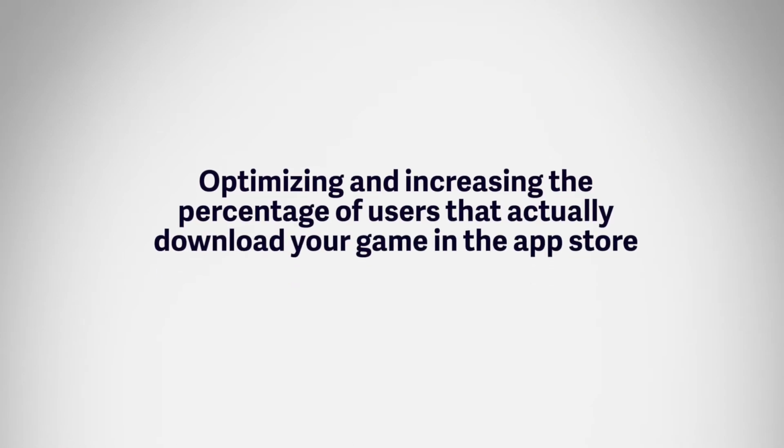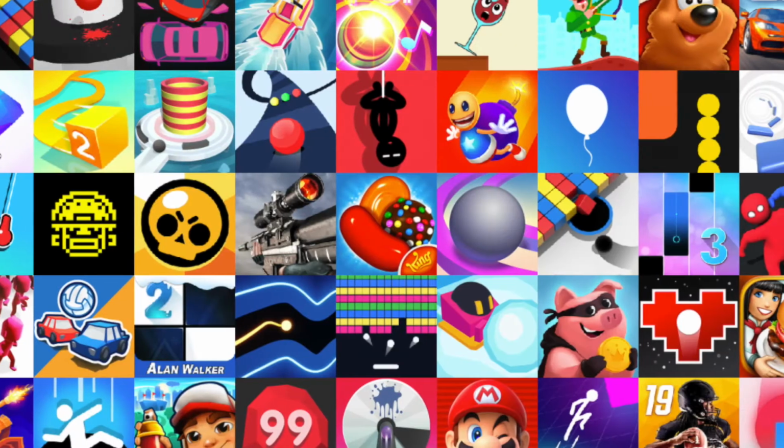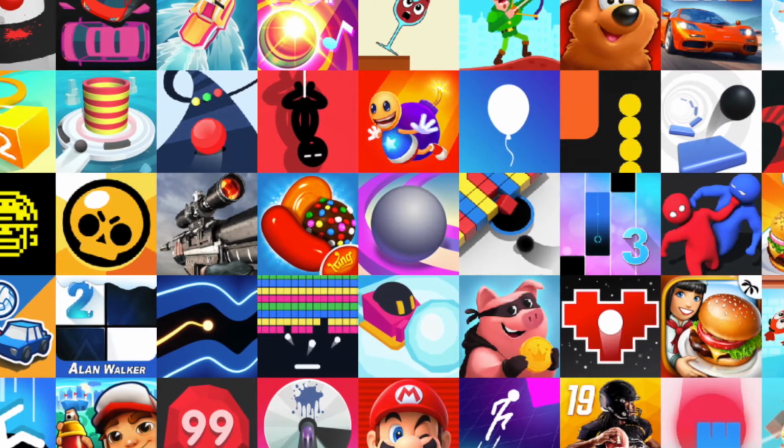Put simply, conversion is all about optimizing and increasing the percentage of users that actually download your game after they've discovered it on an app store. There can be many factors that impact conversion, such as your game icon. When a user browses through hundreds of game icons on an app store, how are you going to attract them to click on your game icon?